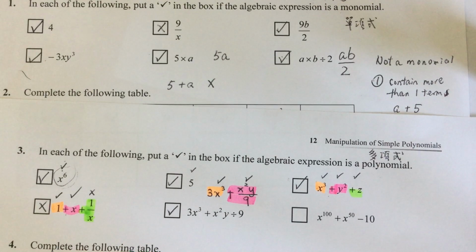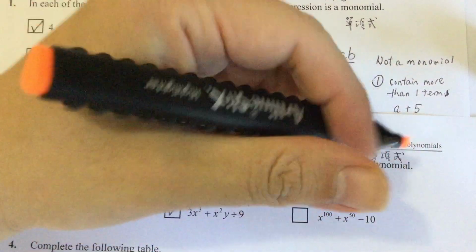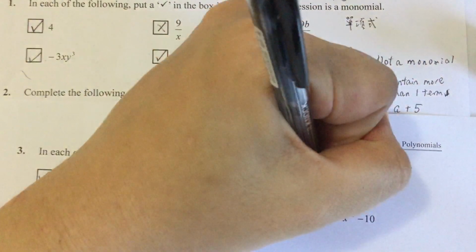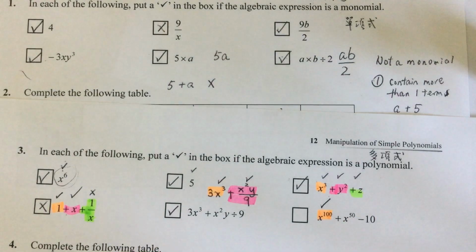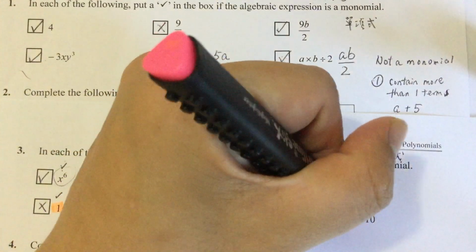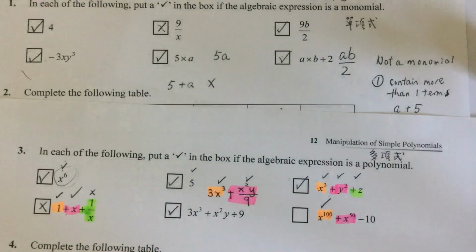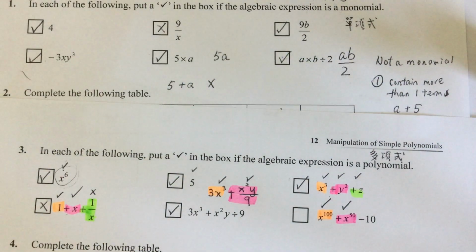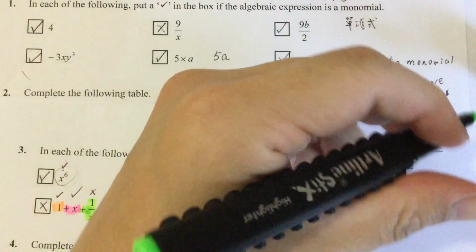Okay, the last one. Look at this one by one. This is x with the power 100. So this one obviously is a monomial. And then x with the power 50. This is the second one. Luckily, this one is also a monomial. And the final one, we have negative 10.